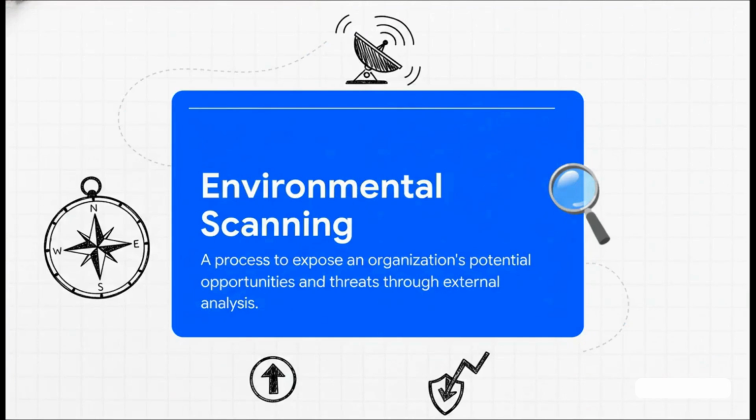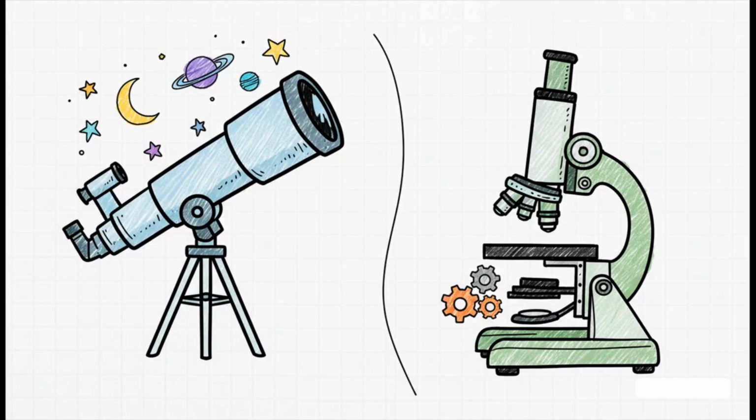The answer starts with a process that has a formal name, environmental scanning, but don't let the name fool you. All it really is is a systematic way of looking at the world outside your company's walls so you can spot the opportunities to grab and the threats you need to dodge. It's basically your company's navigation system. To do this scanning really well, we're going to focus on two fantastic tools. Think of them as your telescope for seeing the huge, big picture forces way out on the horizon, and your microscope for examining the competitive battlefield that's right in front of your face.